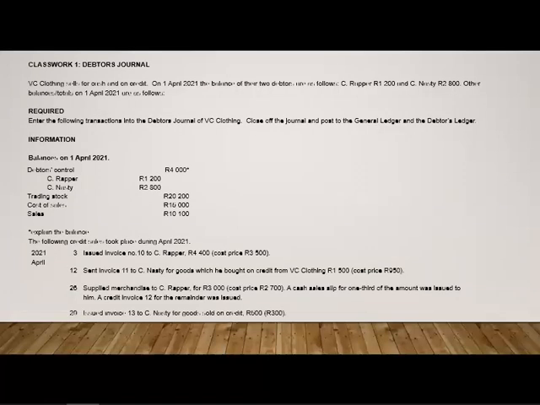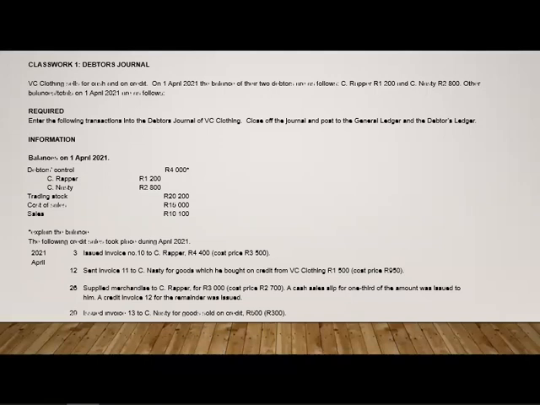And then they gave us all the balances on the 1st of April 2021. Debtors control is 4,000. Obviously, if it's not given to you, you will know how to get it. And then they gave you a balance for trading stock and a balance for cost of sales. Let's start with trading stock. Remember, trading stock will always be measured at cost price.